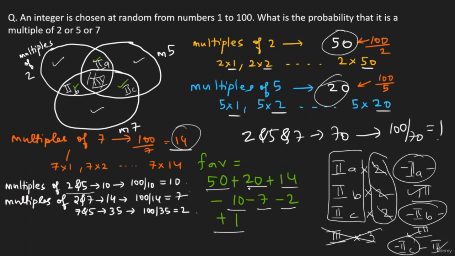So when we do this 50 plus 20 plus 14 minus 10 minus 7 minus 2 plus 1, that gives us 66 as the answer, and that is the number of integers from 1 to 100 which will be there in this shaded region. Now we know that probability is favorable events by total events. We have found that favorable events are 66. That is, there are 66 numbers from 1 to 100 which are either a multiple of 2 or 5 or 7. So the probability is equal to 66 divided by 100, and 100 is the total number of outcomes possible, which is 1, 2, 3, etc. up to 100.